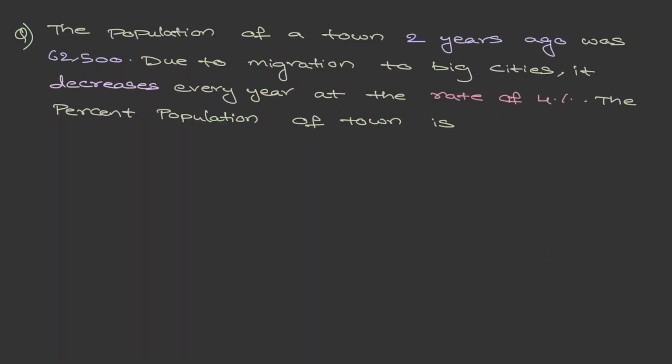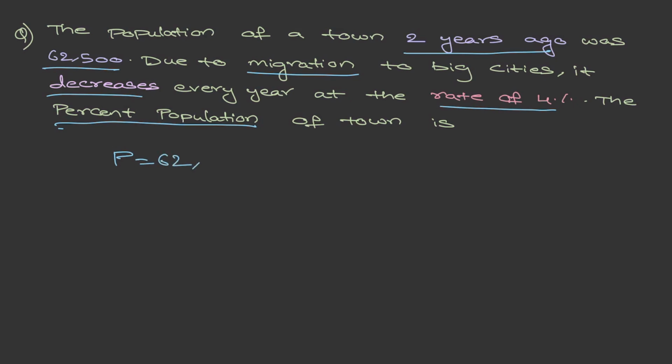In this, given that 2 years ago the population is 62,500, and they've migrated to big cities, so it decreased every year at a constant rate of 4%. So they're asking us the present population. Let's take P equal to 62,500 and it is decreased at a constant rate of 4%. So whenever they give us the population 2 years ago or 2 years after, and they ask us to find the present, let's take P as the original value now and let's find it after 2 years.